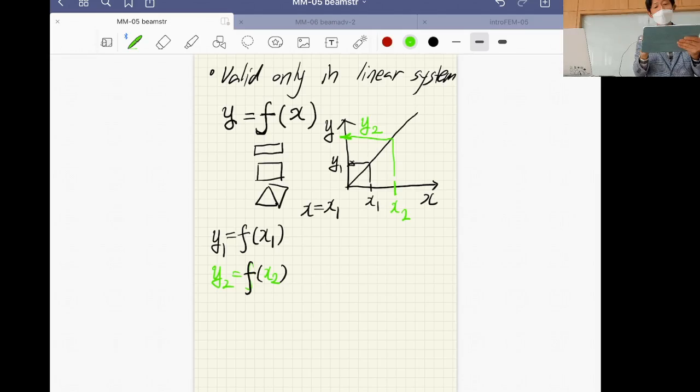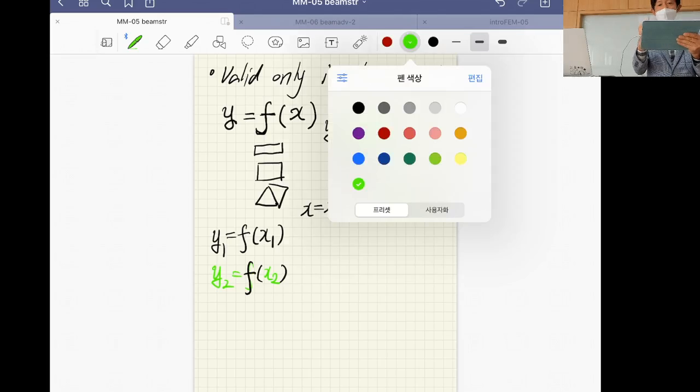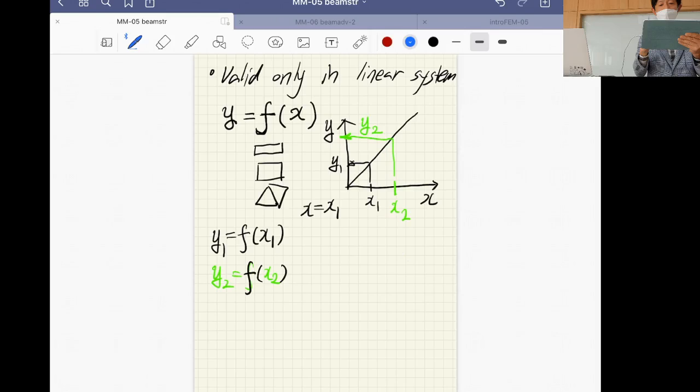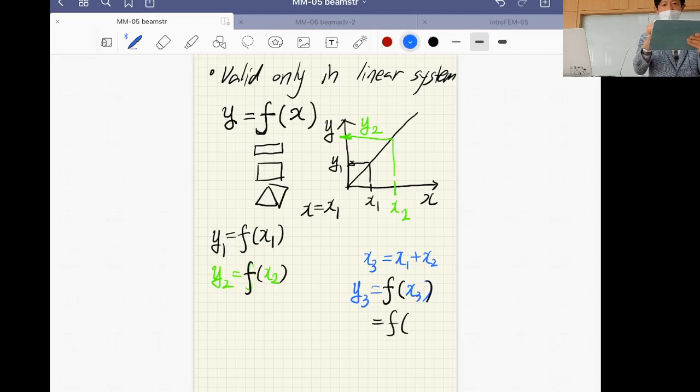If we provide x1 plus x2 as input 3, mathematically speaking, it doesn't matter whether we are talking about a linear or non-linear system, I must get some response for x3. So y3 is equal to f of x1 plus x2, isn't it right?